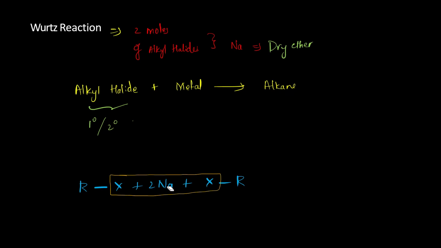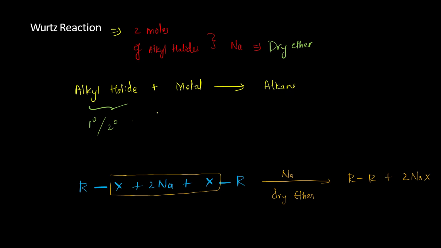So X and sodium will react and form something. It could be chlorine, fluorine, bromine, iodine. We know sodium and chlorine will give NaCl or NaBr, something like that. So in presence of sodium and dry ether, that would be R-R plus 2NaX. Understood?